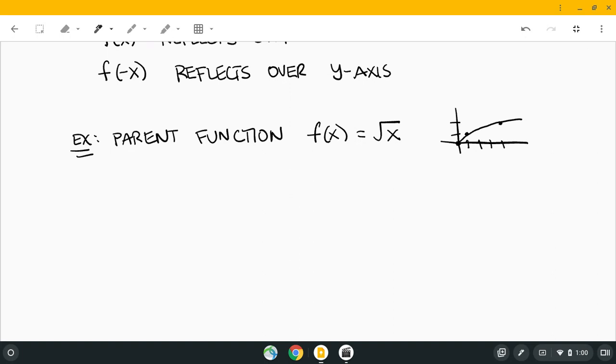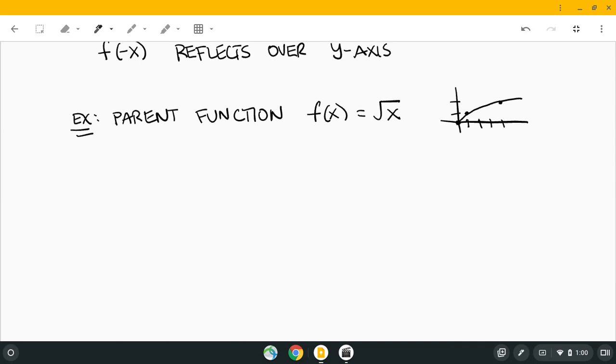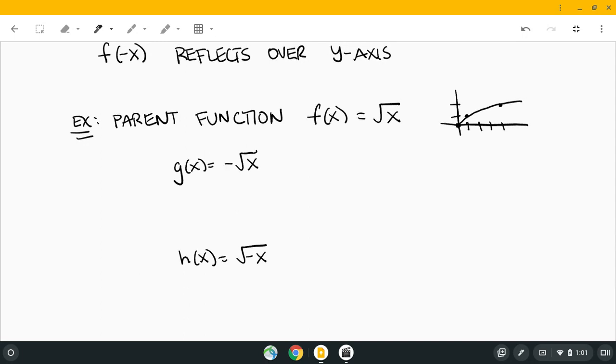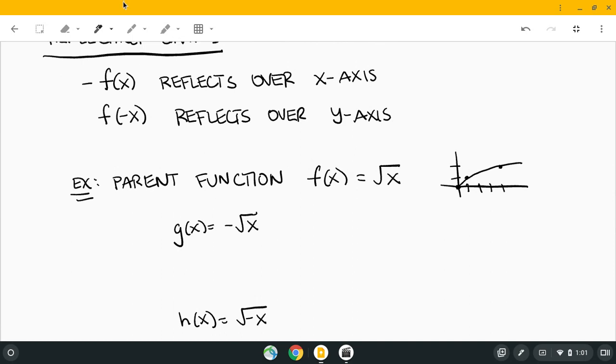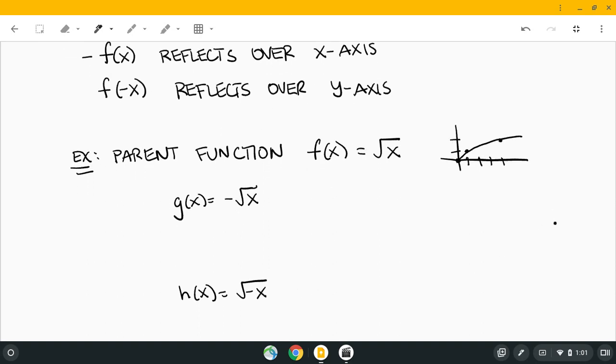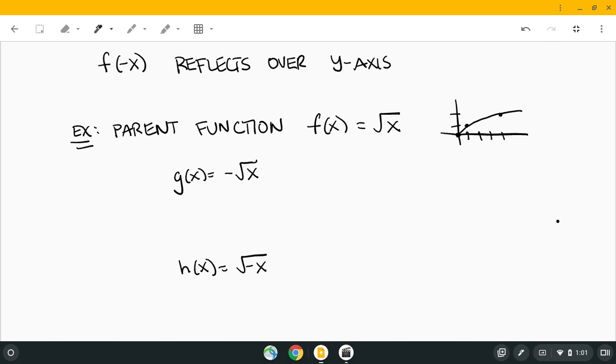All right, so let's suppose that I have this one, g of x equals negative square root of x. That's where we multiply the parent function by a negative number. And then over here, we'll take a look at what happens when we multiply the x by a negative. So here we said that multiplying the parent function by negative reflects it over the x-axis, whereas multiplying the x by a negative reflects it over the y-axis.